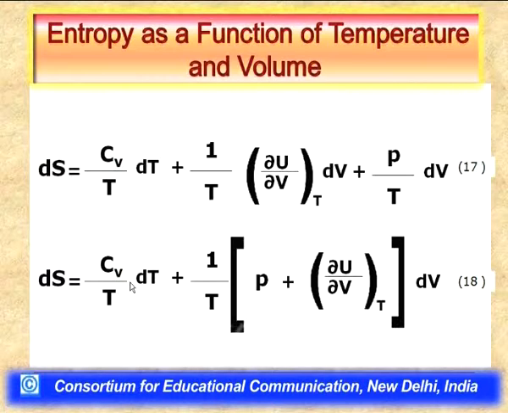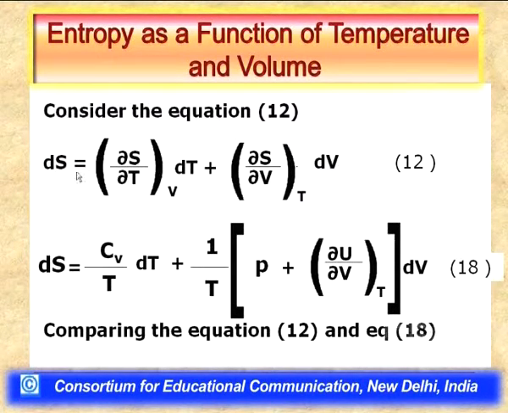Now see equation 18, what can we compare it with? We can now consider equation 12, which we had envisaged for entropy change, that is dS equal to delta S delta T constant V dT plus delta S delta V constant T dV, and equation 18 which we have just proved, that is dS equal to Cv by T dT plus 1 by T P plus delta U delta V constant T dV. Now, can we compare the two equations 12 and 18? Yes, of course we can, because both these equations have the same differential coefficients dT and dV.